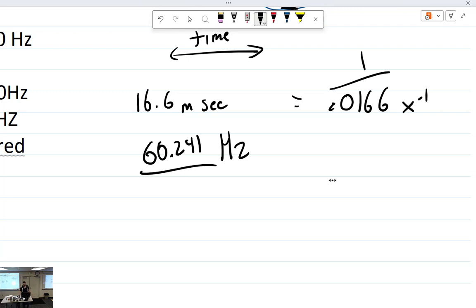How many will I get in 1 second? 60. Well, what if I said I have 120 hertz? I know it's break time. How long does it take for one wavelength? You take 120 x to the minus 1 equals 0.008333. So that is 8.33 milliseconds. All right, take a break.